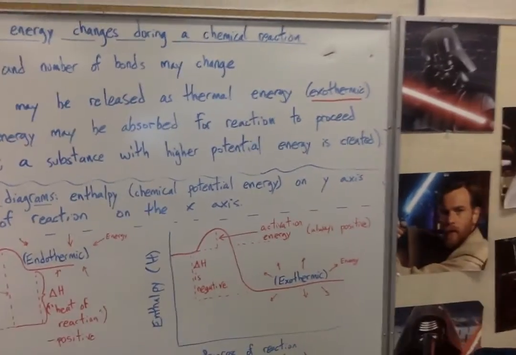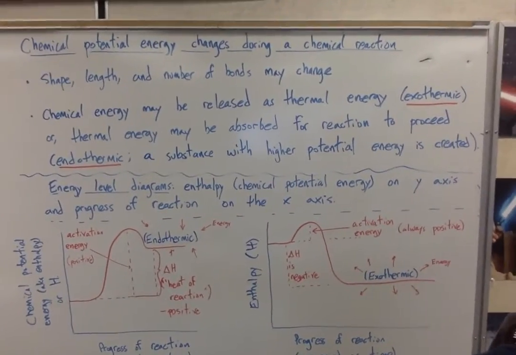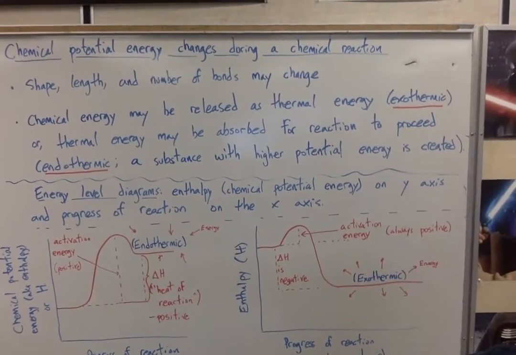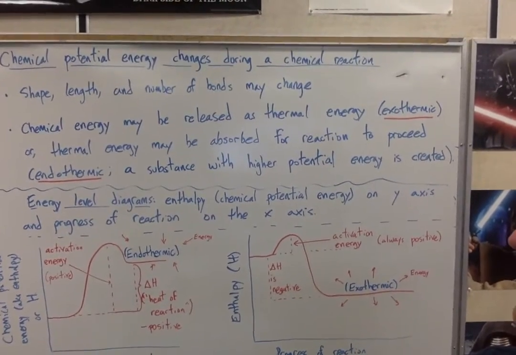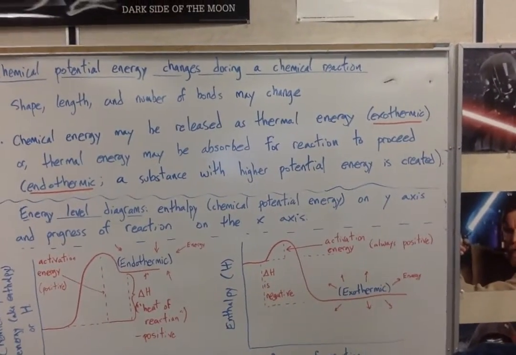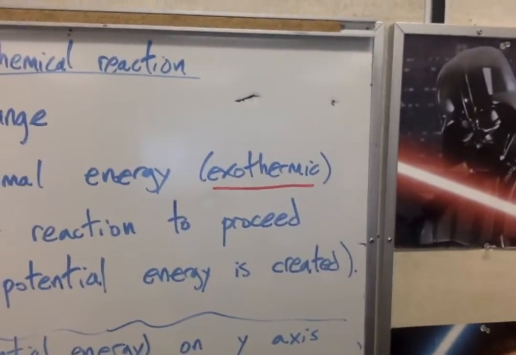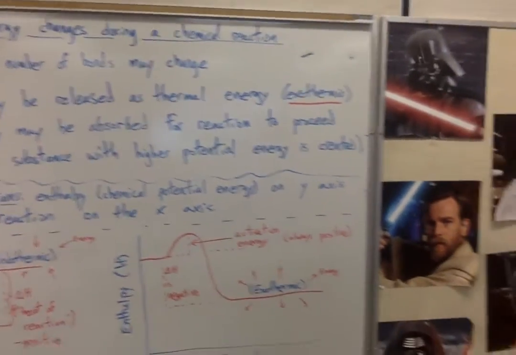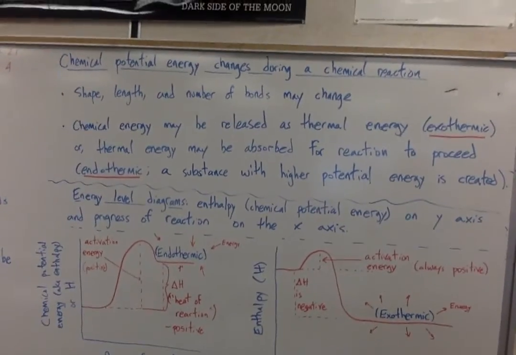What happens in a chemical reaction? I'll read this to you in case my writing is not perfectly clear. The shape, length, and number of bonds may change. Also, chemical energy may be released as thermal energy. That is called an exothermic reaction. Science 10, this word is not in your textbook for the old curriculum, but you should know the concept of an exothermic reaction.